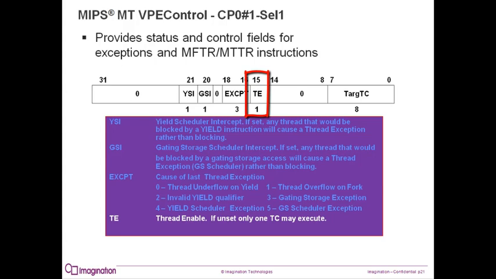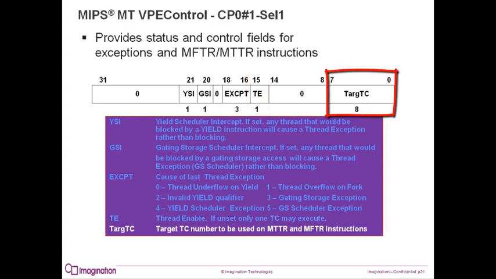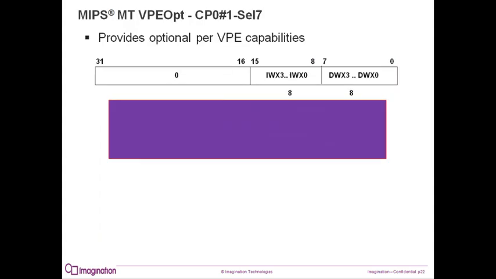The threading enable controls the threading mode of the VPE. If set, multi-threading is enabled for the VPE. If unset, only one TC within the VPE is allowed to issue instructions. Normally, this is set or unset using the DMT or the EMT instructions. More on these instructions later in the course. The target TC field selects the TC number of the other thread context for the MTTR and the MFTR instructions.